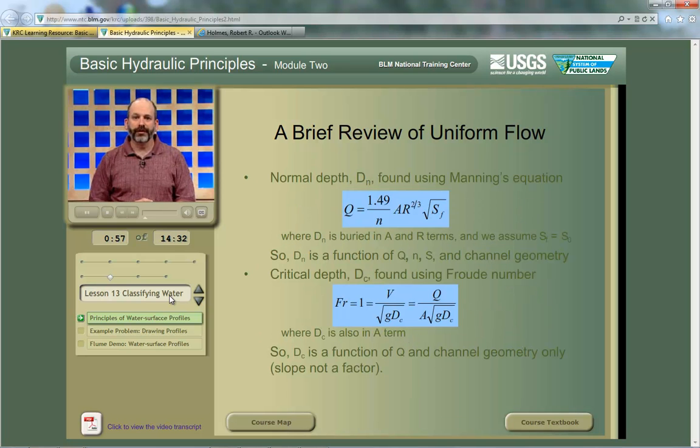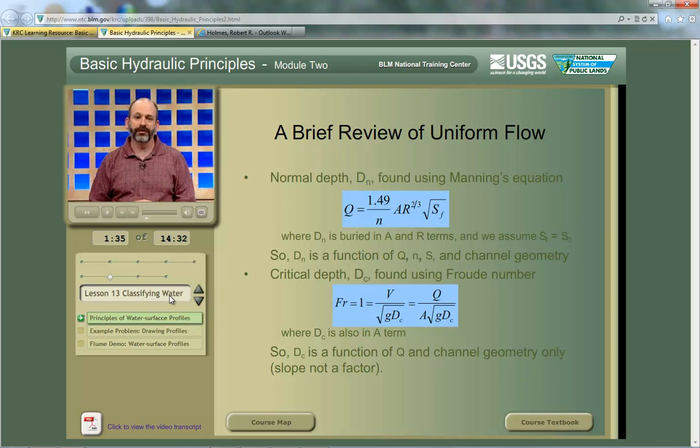Now, normal depth we obtain from the Manning's equation. This was introduced to you in earlier lessons, but just as a quick review here, Q is equal to 1.49 over n times A times R to the 2/3 times the square root of the friction slope, S sub f. And we see that the normal depth is encapsulated in the area and hydraulic radius terms, A and R. So as a result, the normal depth is a function of the discharge, the Manning's roughness, the slope, and the channel geometry.